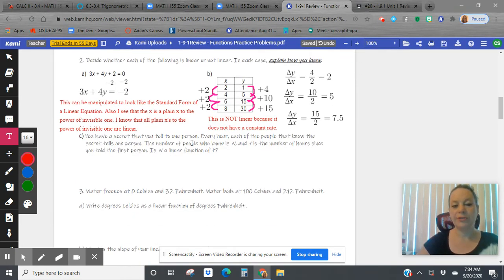You have a secret that you tell to one person. Every hour, each of the people that know the secret tell one person. The number of people who know is n, and t is the number of hours since you told the first person. Is n a linear function of t?